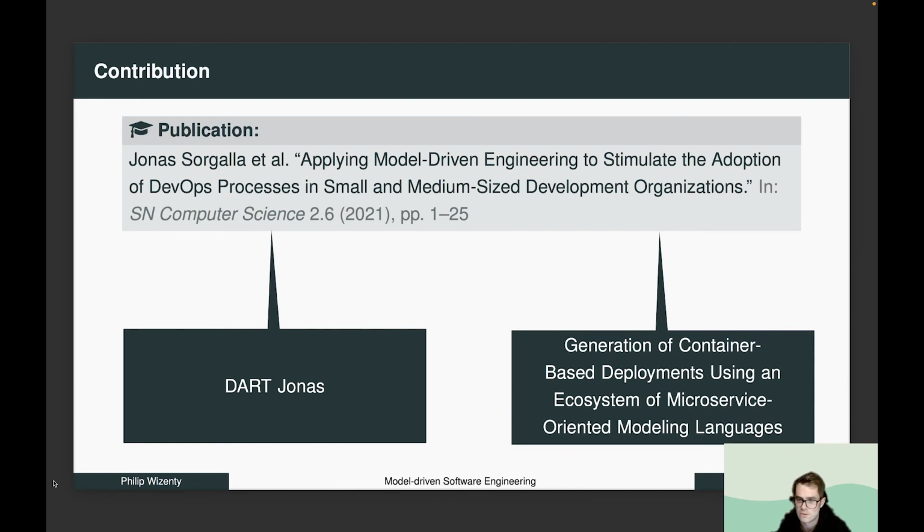Jonas talks in his contribution about how development teams can share the design of their microservices by using models and use them as some kind of documentation artifact. My contribution addresses the generation of container-based deployments using an ecosystem of microservice-oriented modeling languages. It can be found on the left or right side of this video in form of a poster.